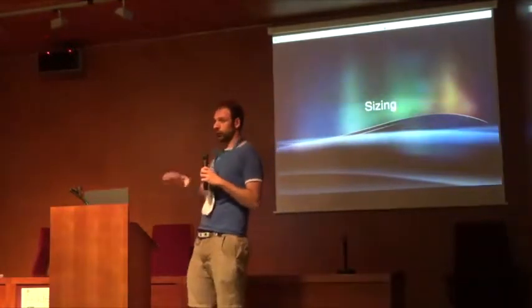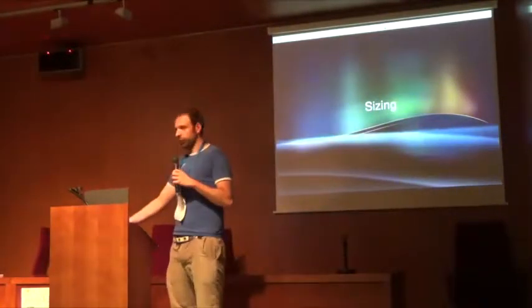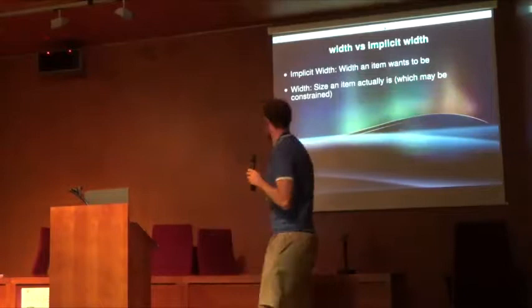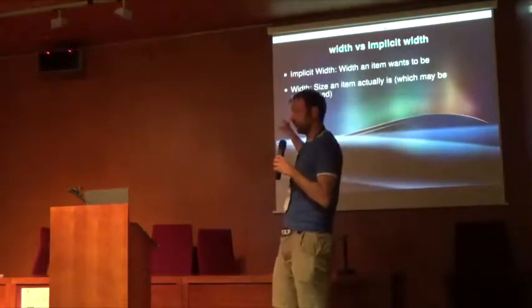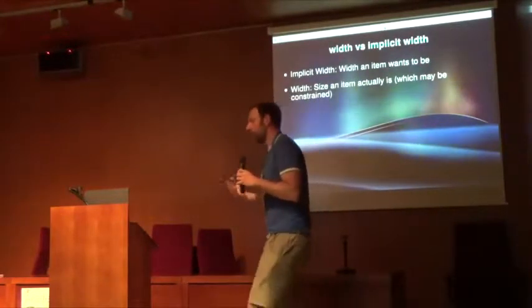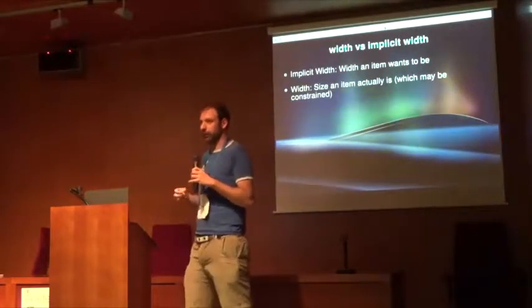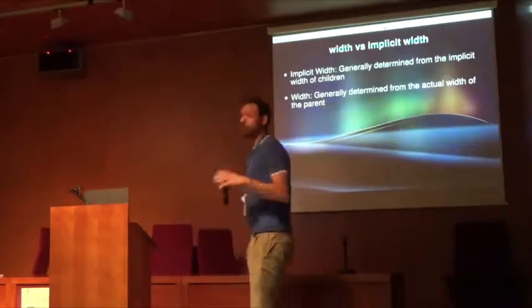And it's something the Qt people had in mind when they developed it, because there is a solution sort of baked in. We have two properties, implicit width and width. An implicit width is the size the item wants to be, and a width is the size the item actually is. And if you use these two properties, generally you have fewer problems, if you use them properly.